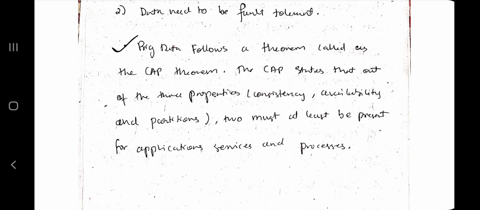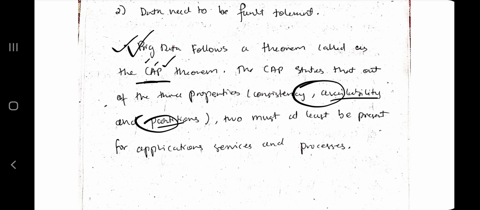The next last point which you'll be writing is the CAP theorem. C means consistency, A means availability, and P means partitions. These three things, when fulfilled, mean it's a good system for storing and processing data. Okay, at least two must be present.